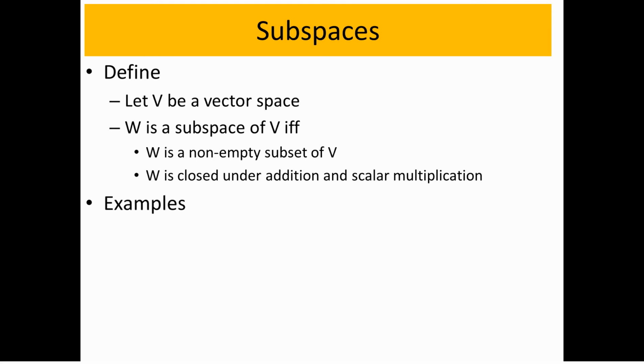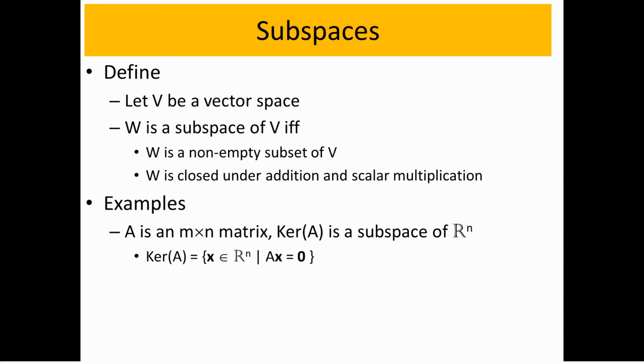Okay, so a really simple example that we're going to come back to, which is important, is the kernel of a matrix. So we said given an m by n real matrix A, the kernel of A is a subspace of Rn. I'm going to claim that, I haven't shown it. And we recall before we get into the details of showing this that the kernel of A is defined as the set of all vectors in Rn such that Ax is equal to 0, the zero vector.